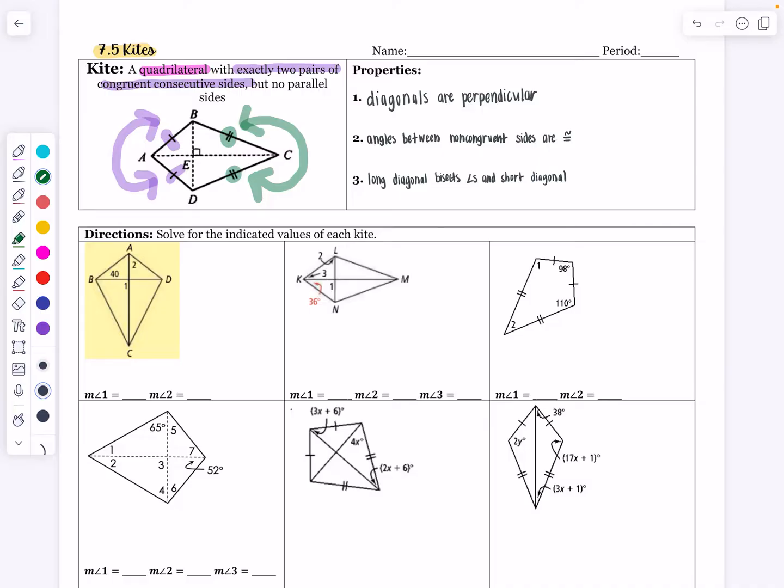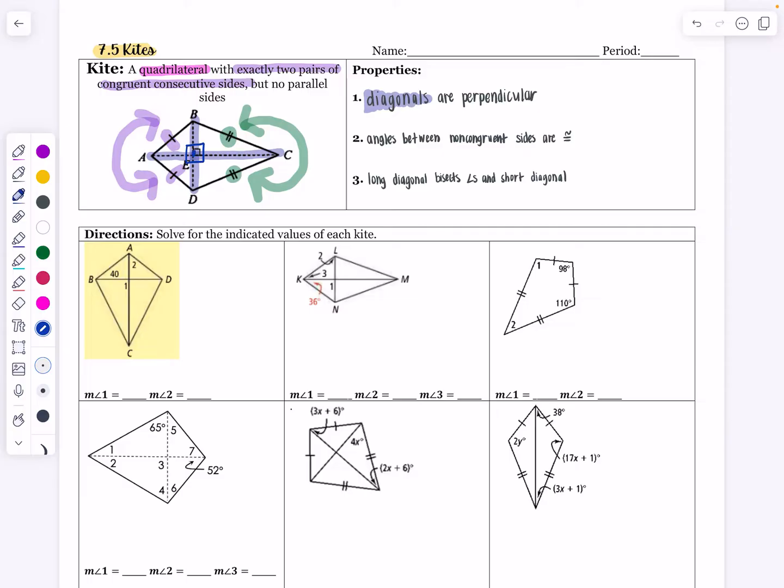And so what are some of the properties we know about a kite? Well, if you've ever built a kite, you know that whenever you build the frame, those diagonals are going to be perpendicular to each other. So BD is one diagonal. It is going to be perpendicular to AC, meaning that I get to put four right angles. There's already one listed here, but I get to put four right angles around these two diagonals.